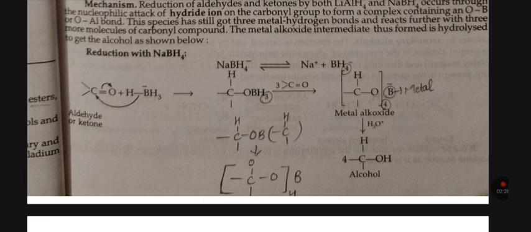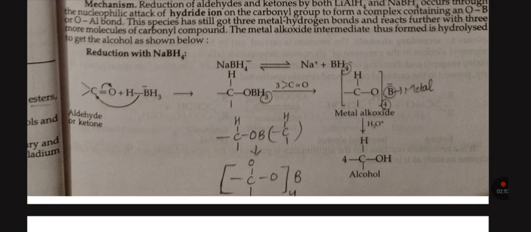on the carbonyl group to form a complex containing an O-B or O-Al bond. This species still has 3 metal-hydrogen bonds and reacts further with 3 more molecules of carbonyl compounds. The metal alkoxide intermediate thus formed is hydrolyzed to give the alcohol as shown below.